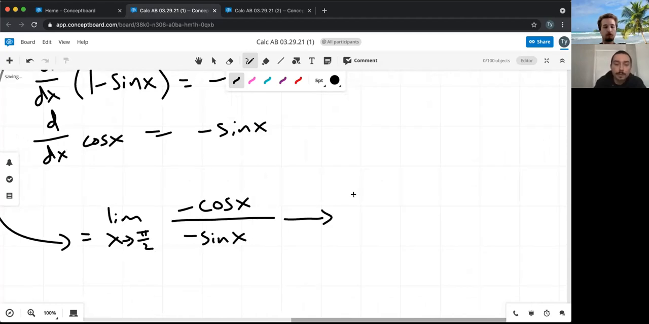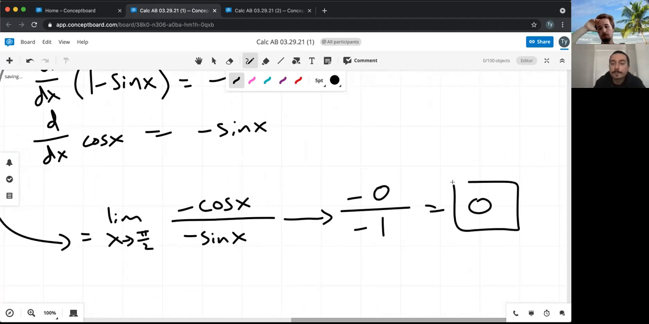Let's try direct evaluation. So we get minus cosine, I'll just leave the minuses for now. Minus cosine of pi over 2 is minus 0, divided by minus sine pi over 2 is minus 1. 0 divided by 1 is 0. So a trig problem. What are your questions on these?